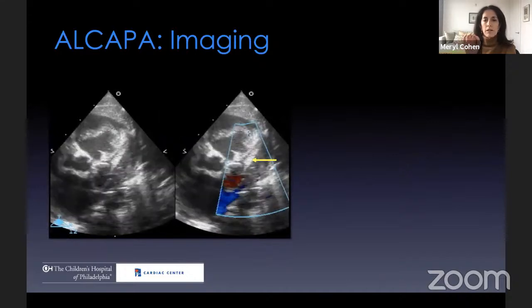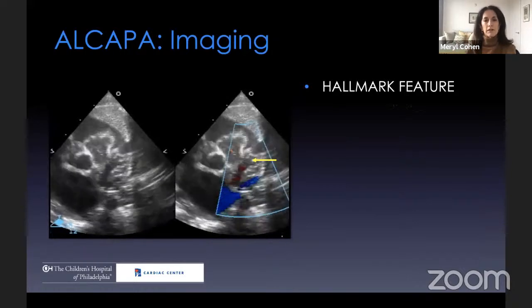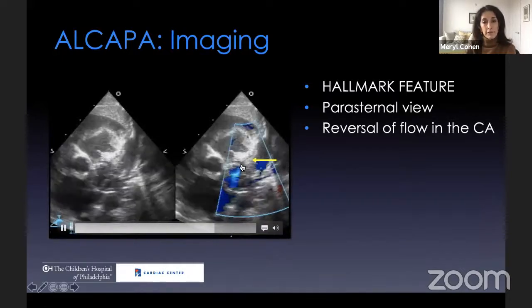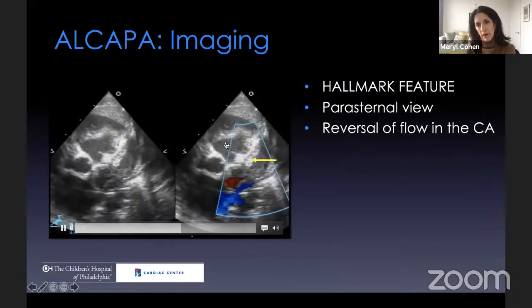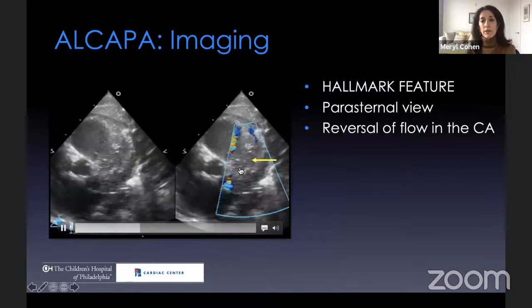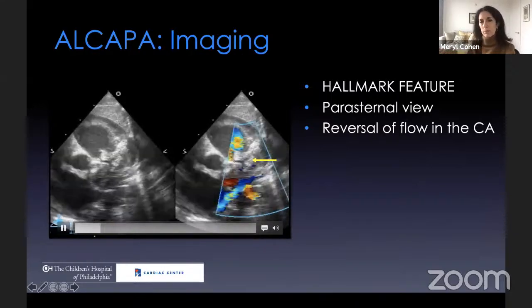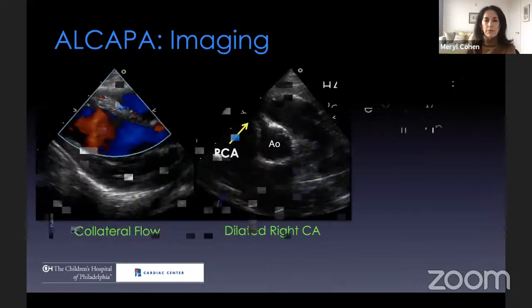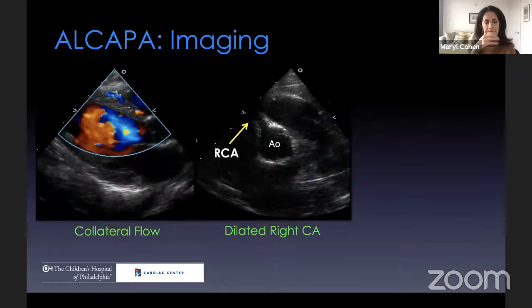And so another thing we look for is this hallmark feature of ALCAPA, which we typically see in the parasternal view, which is reversal of the color flow. Here you see the coronary artery actually arising anteriorly from the pulmonary artery, and you can see the LAD and the circ, and the color should be red as the blood is going towards the myocardium, but you can see it's blue coming backwards. So this is the hallmark feature and really helps us to recognize this disease pretty readily by echocardiography.